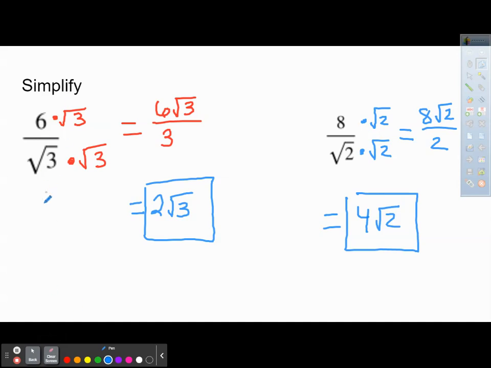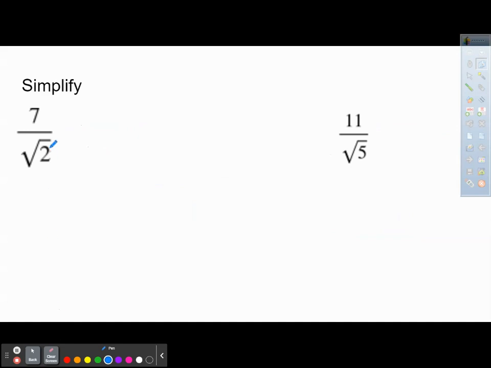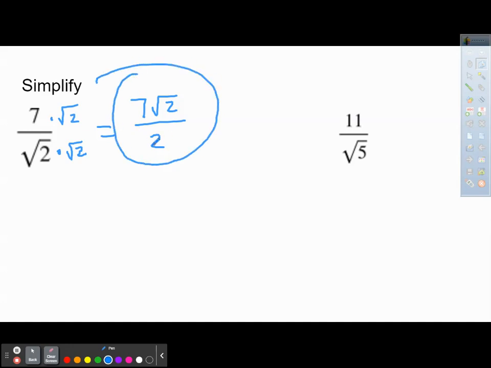It's pretty much this, but a little bit different. 7 over the square root of 2. Same thing as before. Multiply by the square root of 2, multiply by the square root of 2. So you get 7 square roots of 2 over 2. If I have 7 people and I divide them up into groups of 2, can I do that? No, you're going to have one person left out. So this is our final answer. You can't do 7 divided by 2 without getting a decimal. So you just leave it like this. 7 square roots of 2 all over 2.